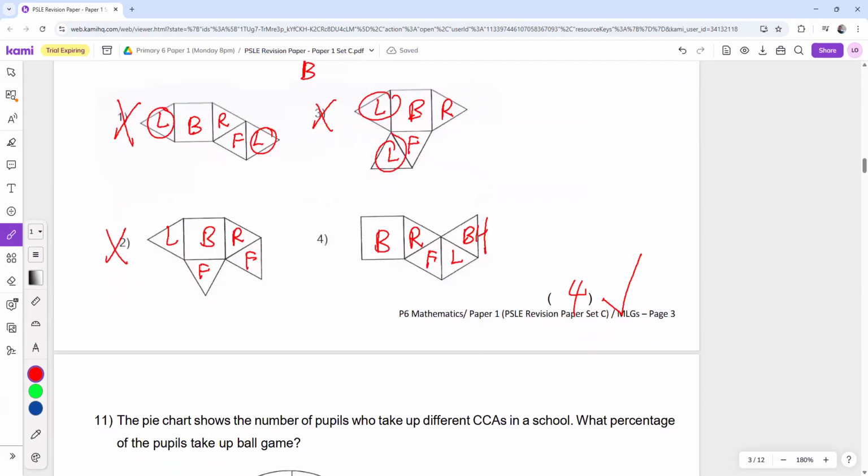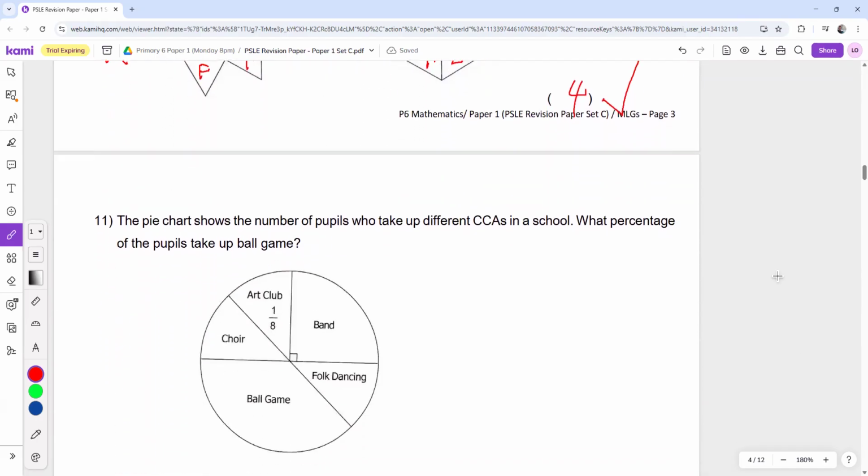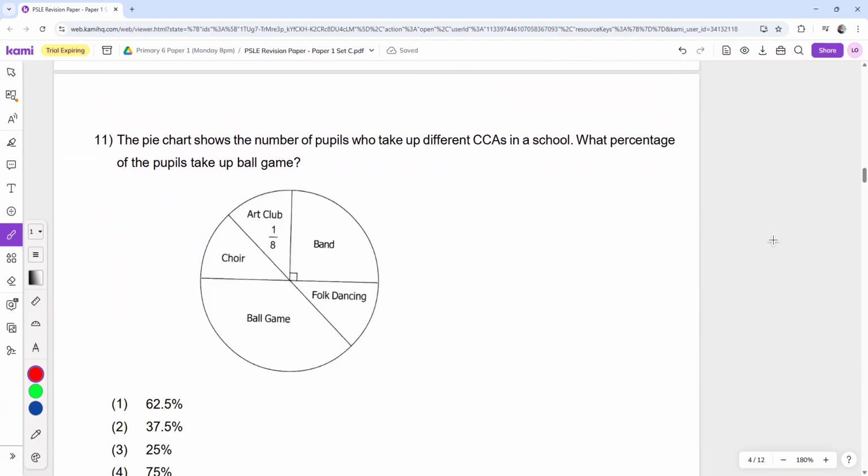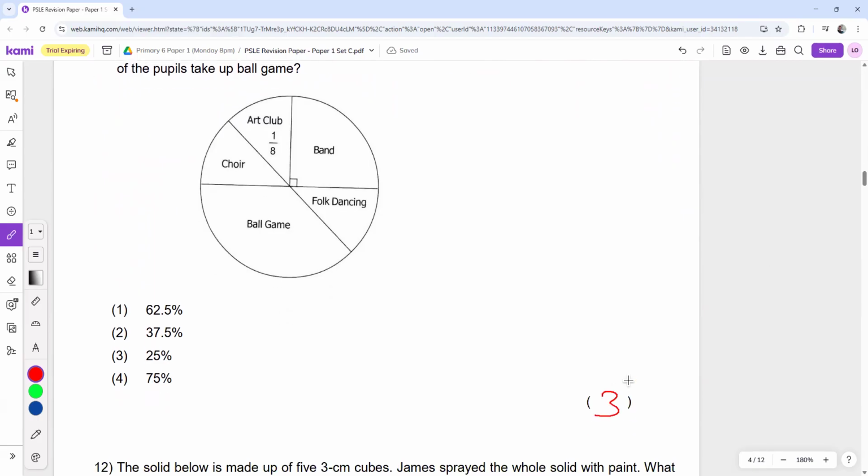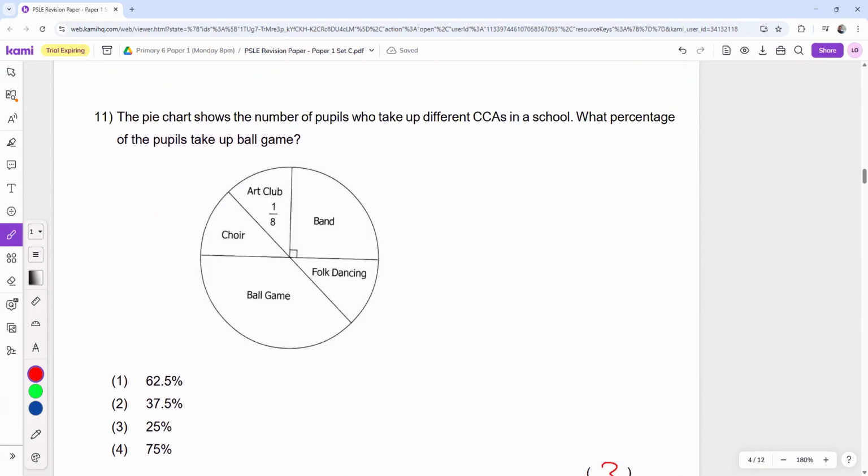Okay, next one. Question number 11. So far any question? All the 1 mark questions are done already. Now we go to 2 marks. Question 11, answer number 3. How to get number 3?